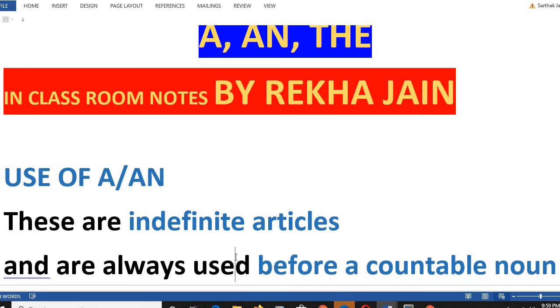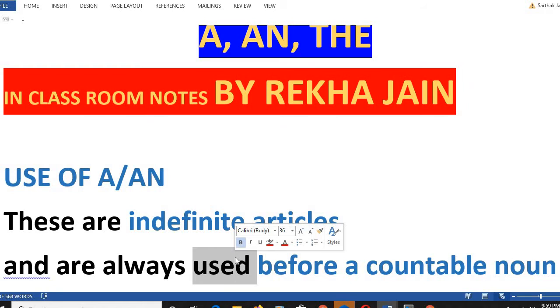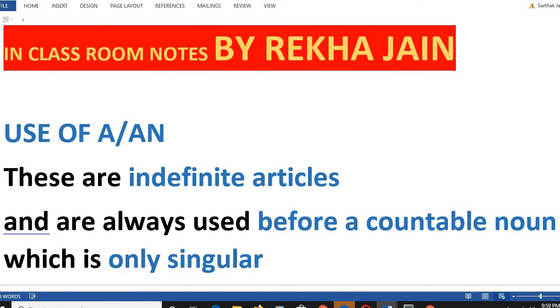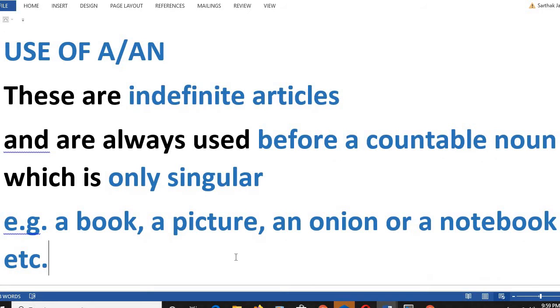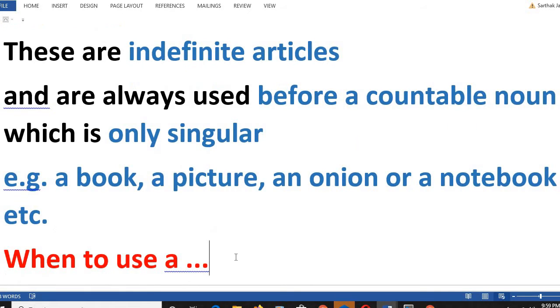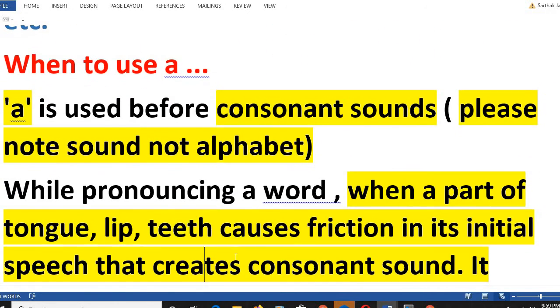First of all, let us see which words come under the category of articles. There are three words: a, an, and the. Let us see the use of a and an first. Dear students, these two words are indefinite articles. Which words? A and an. And they are always used before a countable noun which is only singular. For example, a book, a picture, an onion, or a notebook. Now let us see when they are used.